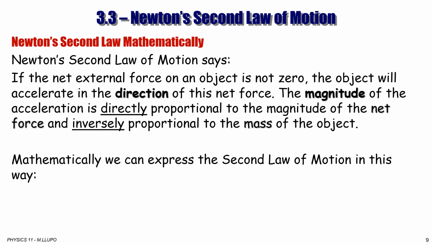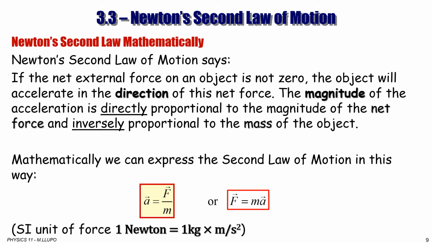Mathematically, we can express the second law of motion as acceleration is equal to force divided by mass, a = F/m, or force is equal to mass times acceleration, F = ma. With this formula, we know the unit of mass is kilogram and the unit of acceleration is meter per second squared. So the unit of force is 1 kilogram times meter per second squared. That is an international standard unit that is derived from the base units of kilogram, meter, and second.